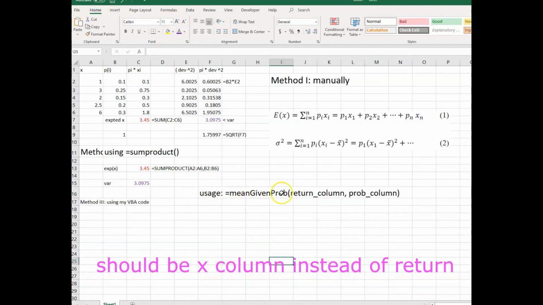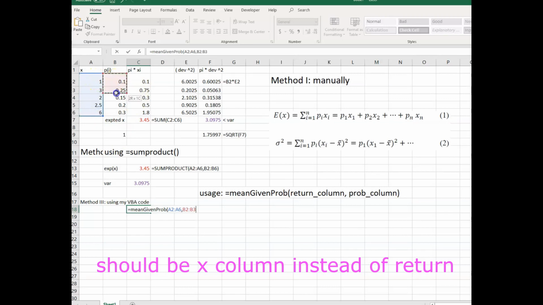Mean given probability: return column, probability column. So this is the return column and this is probability. It's very, very easy. So this is equals mean given probability. We enter column X, comma, we enter column probability. Then we got our mean.